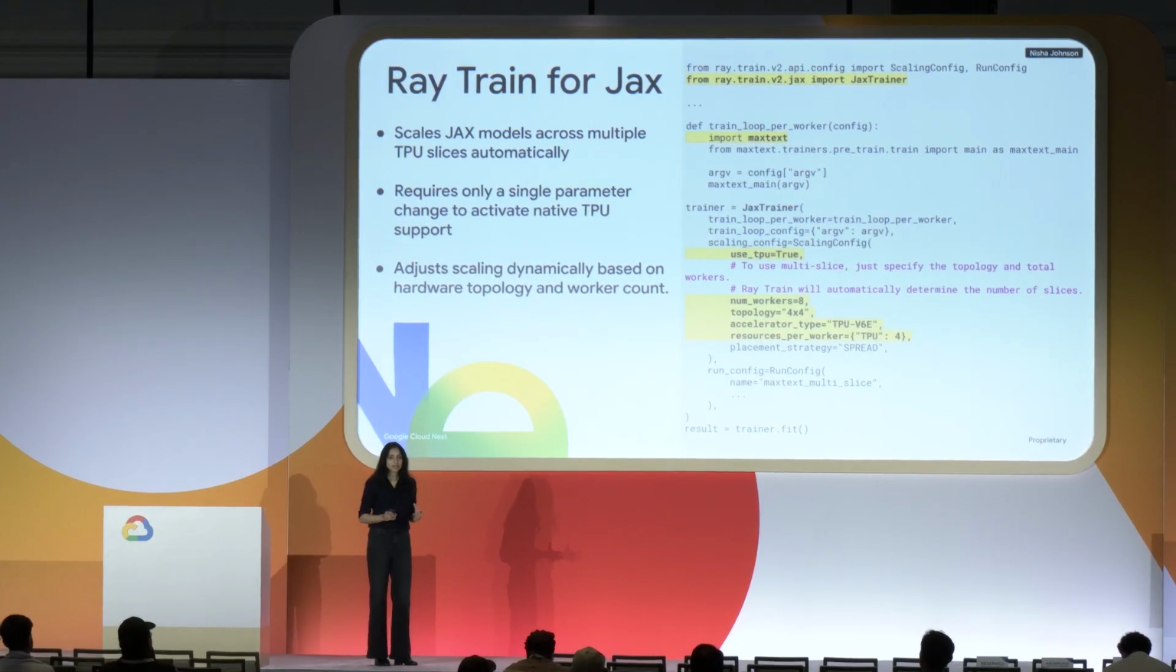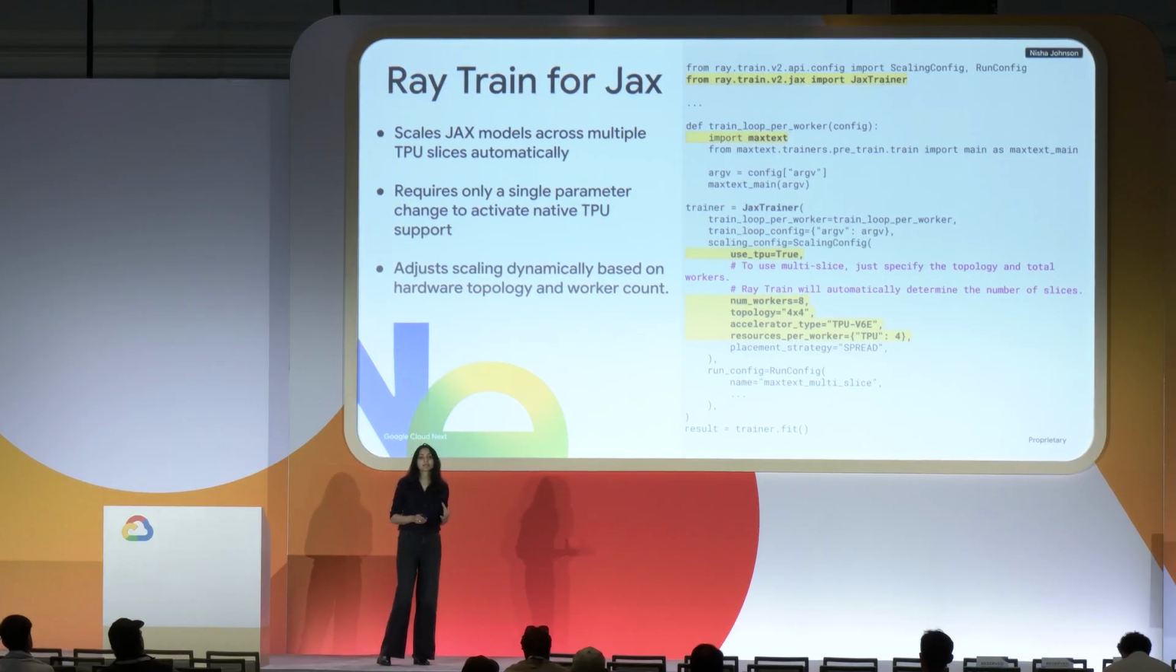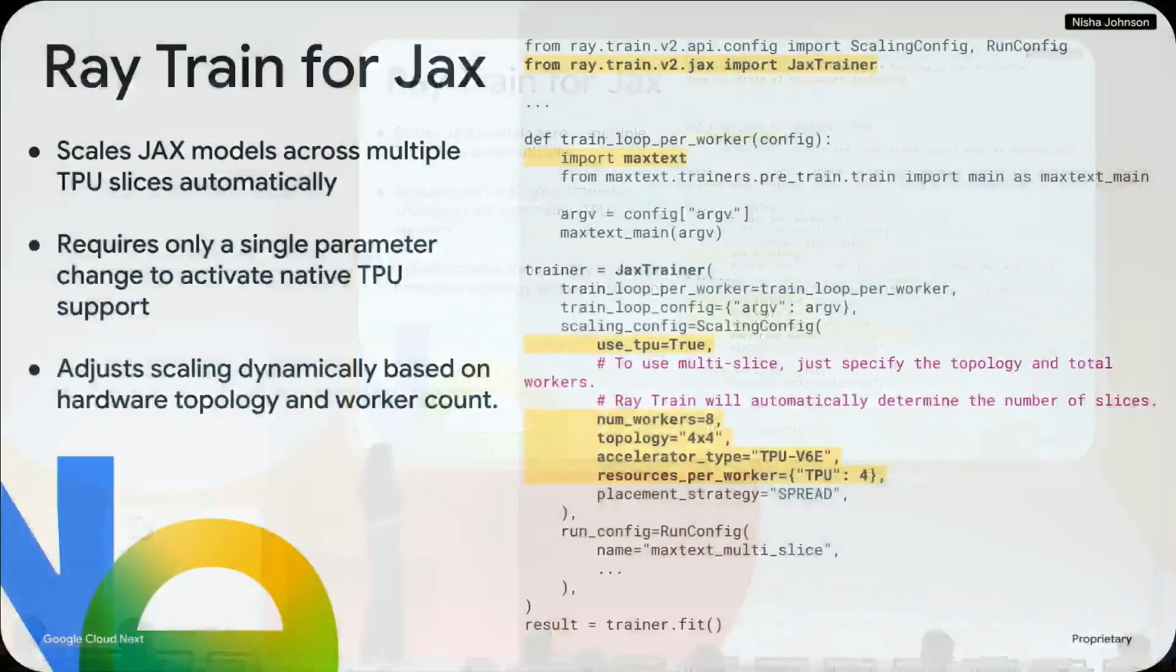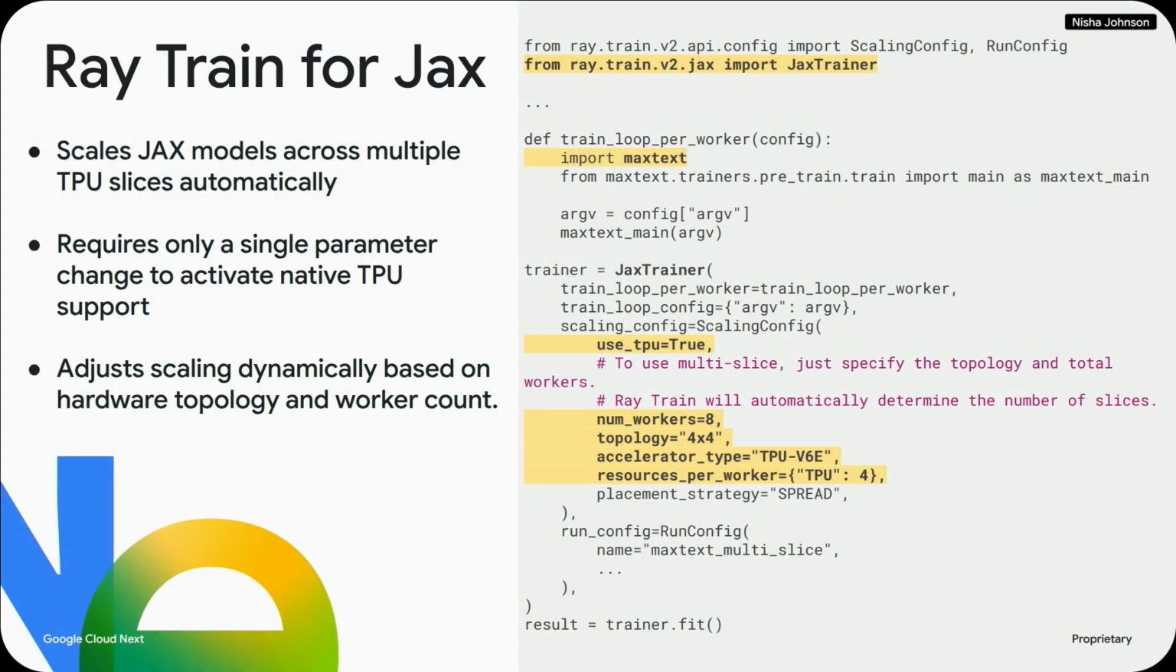So Ray Train is a very popular API for training, and we now have JAX trainers as well, especially if you want to do multi-slice. And highlighted are the code changes that you need compared to GPU code. So it's just one parameter change, use TPU true, and you just have to define the topology, and Ray will automatically do the placement. If you need to do multi-slice, just define the number of workers and the topology, and Ray will automatically calculate the number of slices.